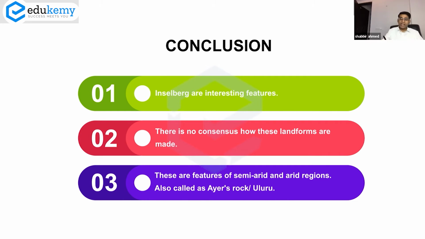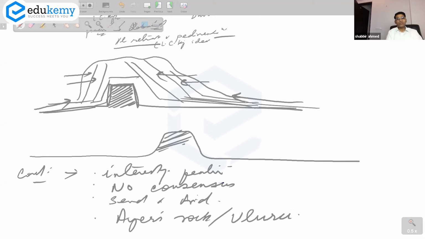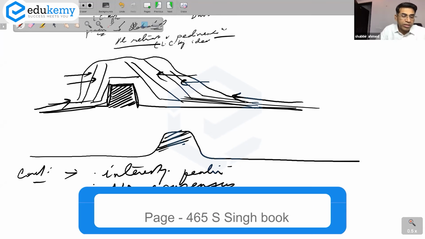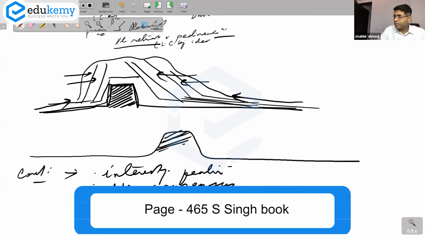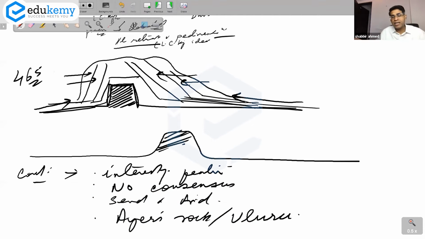And Inselbergs, the most famous one is Ayers Rock, or locally called Uluru. So two to three lines on this, about how Inselbergs are formed and what they are. If you want to look this up, you have a small paragraph in post 465, but nothing like how we have explained. हमें तो answer चाहिए ना, not simply by knowing what it is.